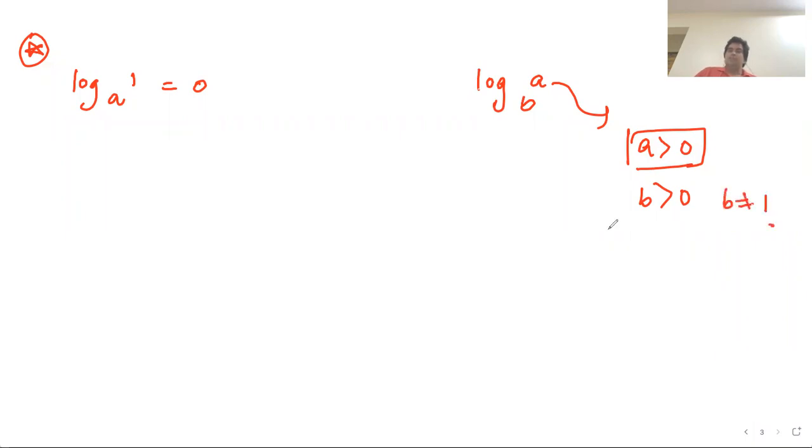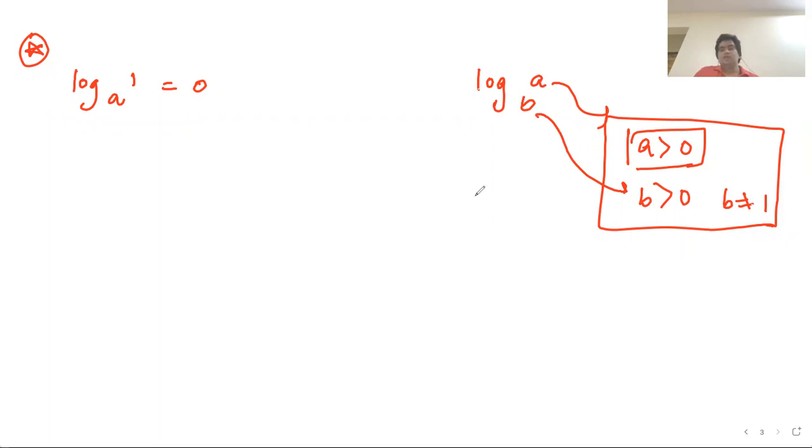So this is the requirement for a log term to be defined, or a log value or log function to be defined. Rather than trying to understand this, remember this is a property: I cannot find the log of a negative number. Log of negative 5 to the base 3 doesn't exist.